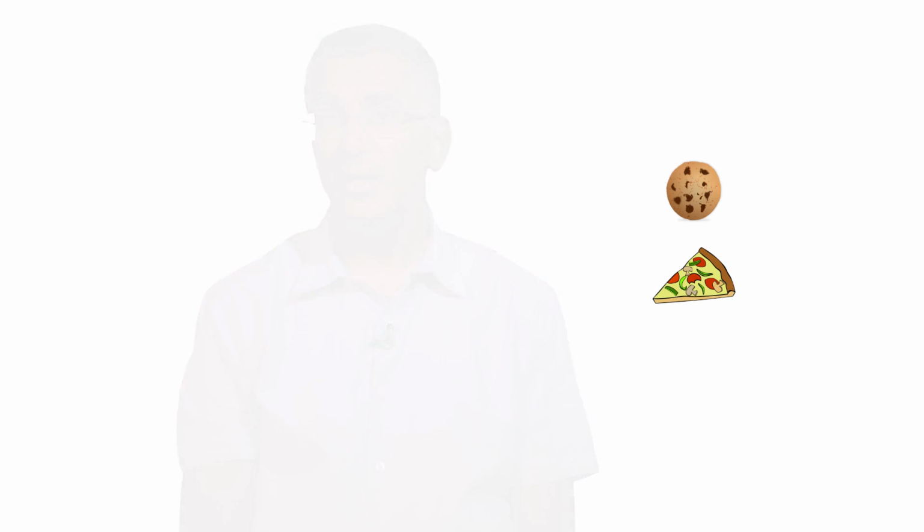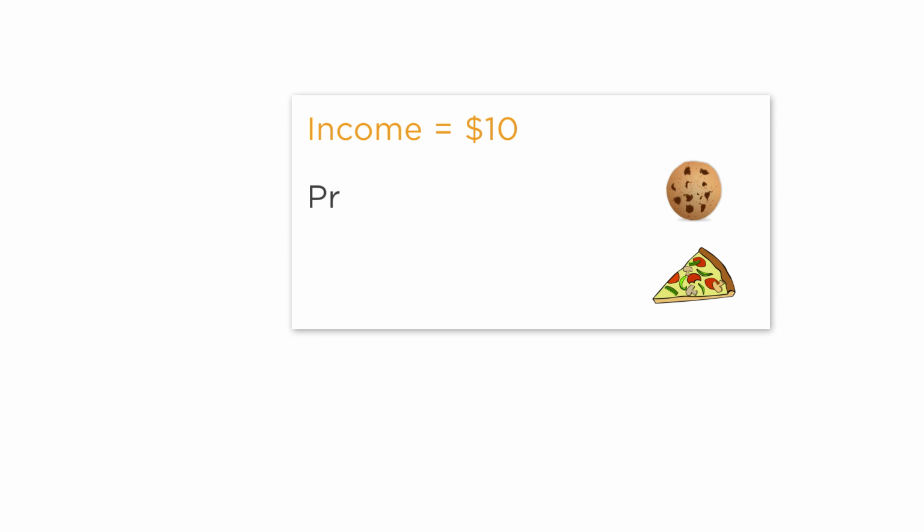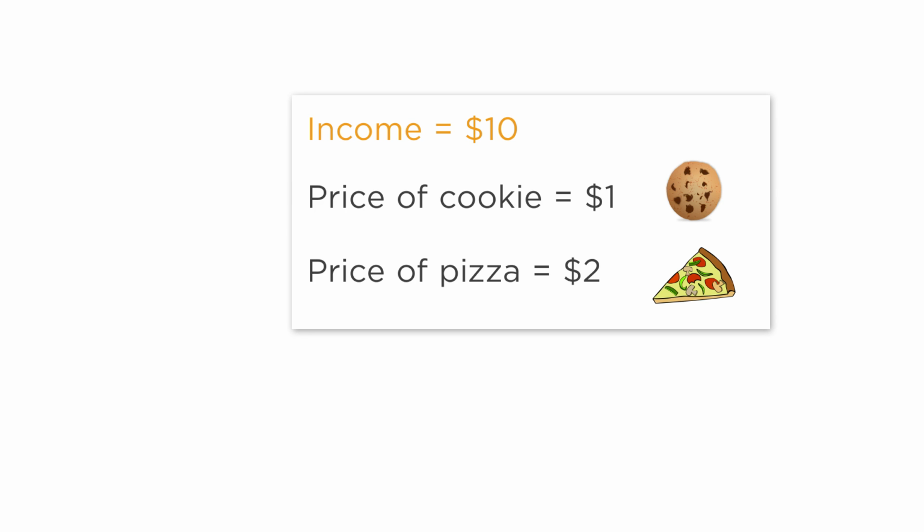To make life easy for now, let's assume that you spend all your income on two goods, pizza and cookies. How do you allocate your income? That depends on how much income you have and the prices of each good. Let's set this up graphically. Let's say you have $10, that cookies cost $1 each, and that slices of pizza are $2 each.